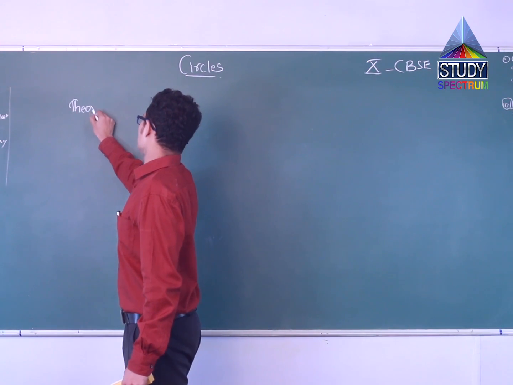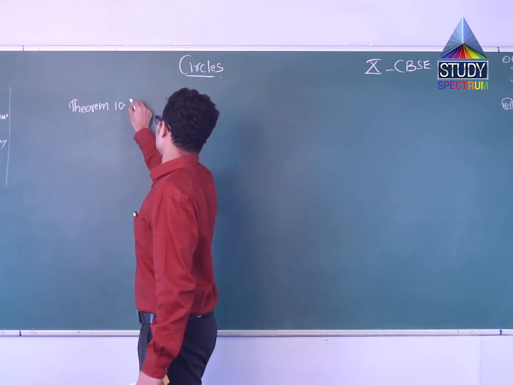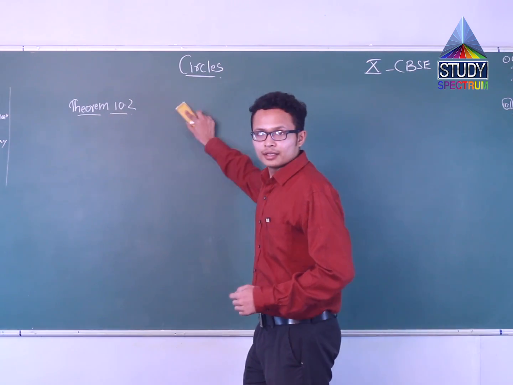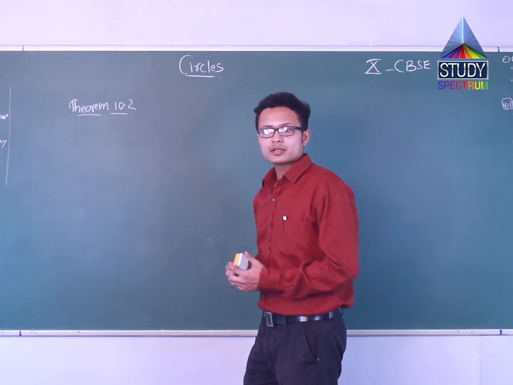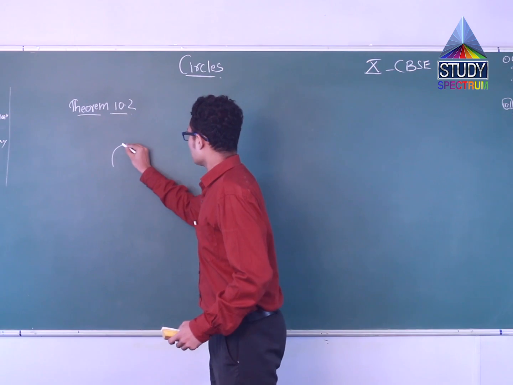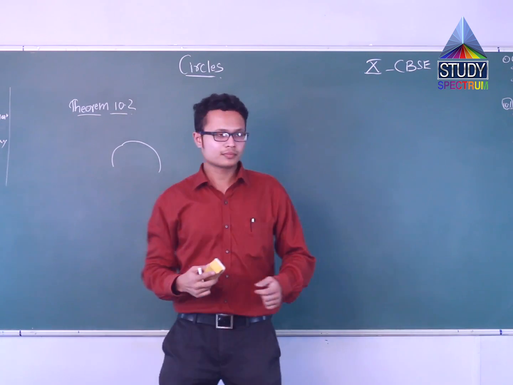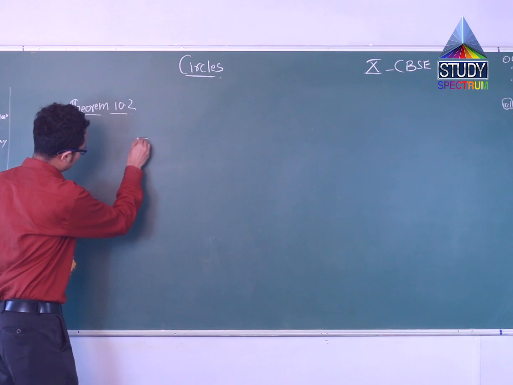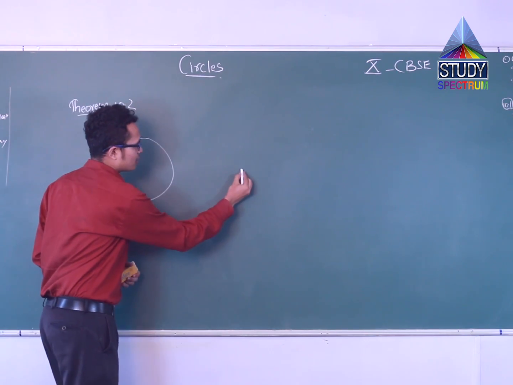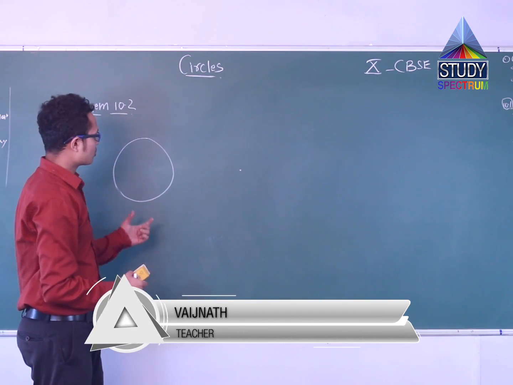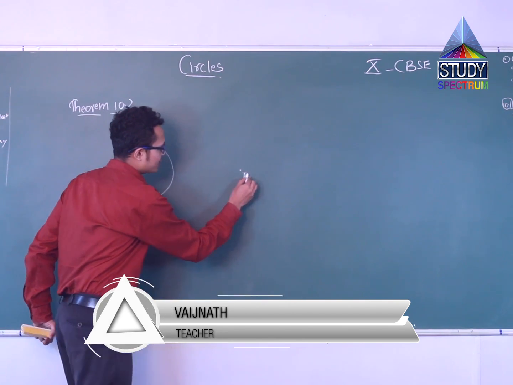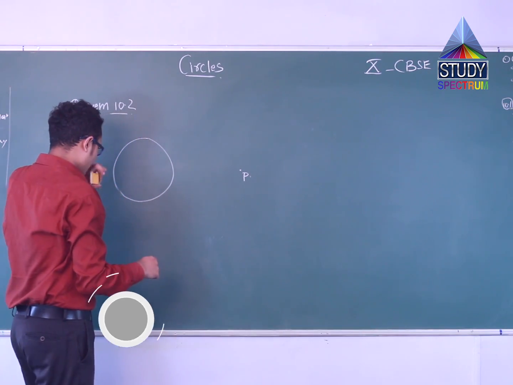10.2. To prove that the lengths of the tangents drawn from an external point are equal, I will draw the diagram. To prove that the lengths of the tangents drawn from a point external to the circle are equal in length. Let me indicate this as point P. From this point I am drawing tangents.